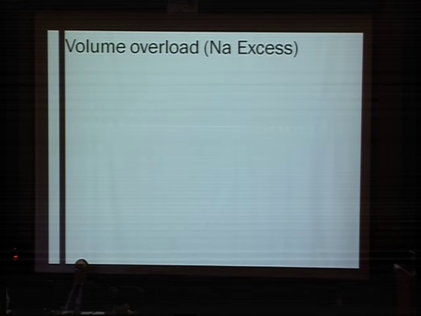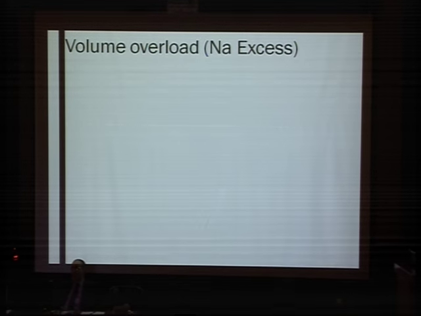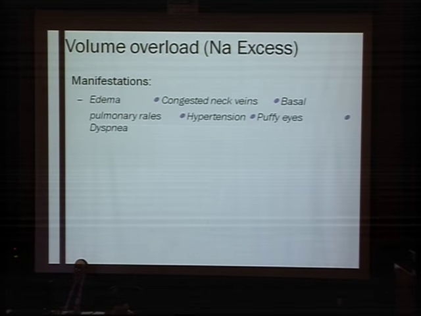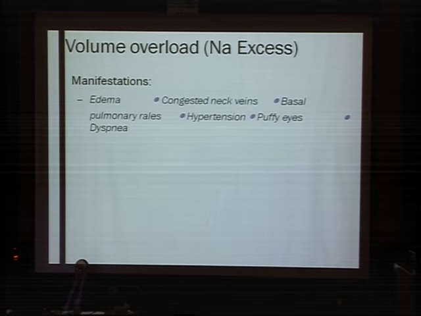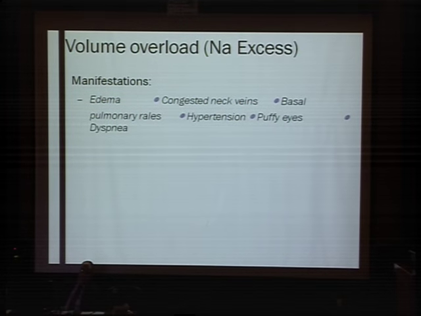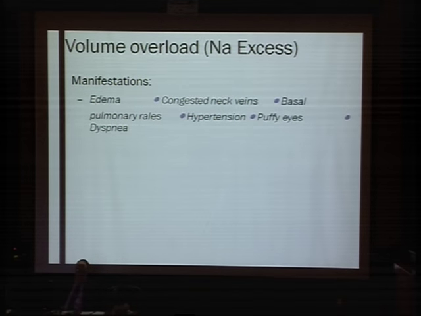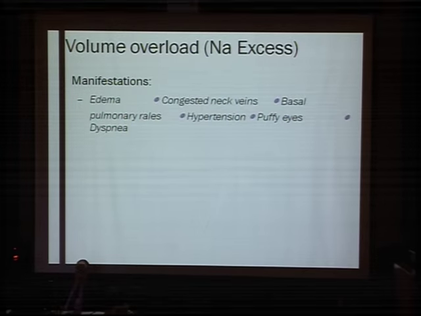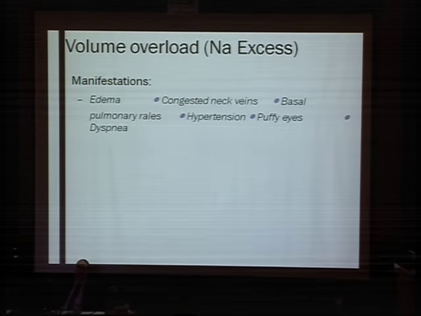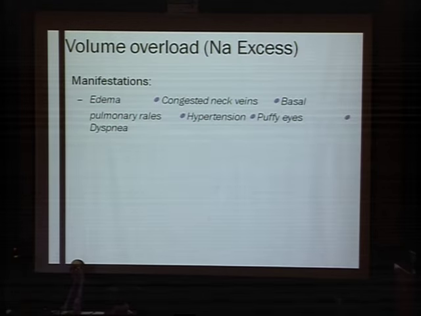However, many patients with disease in the kidneys, the endocrine system, or the circulatory system might have volume problems, like volume overload cases, and the manifestations are easily depicted as edema, which shows you interstitial expansion, congested neck veins, which should mean intravascular expansion, basal pulmonary rales means left-sided intravascular expansion complicated by starting pulmonary edema. Hypertension is a combination between intravascular expansion and maybe sometimes vasoconstriction. Puffy eyes, interstitial edema, and dyspnea.